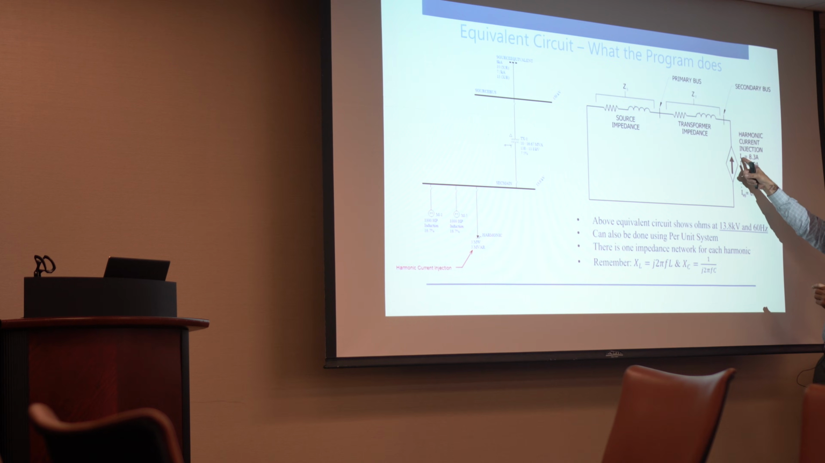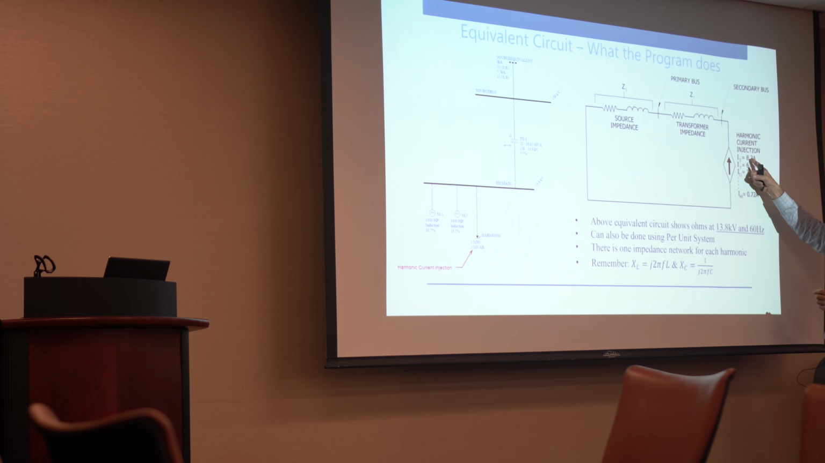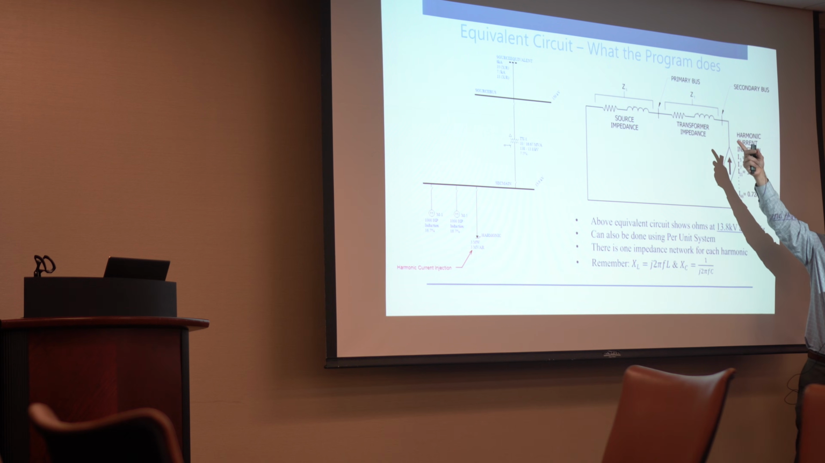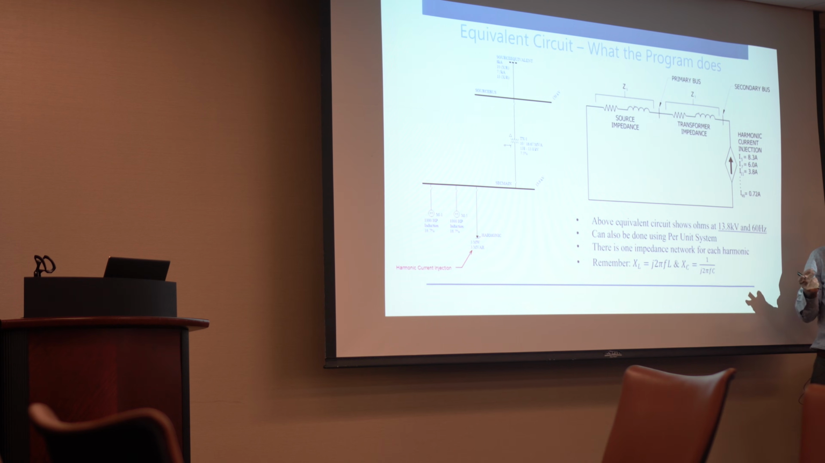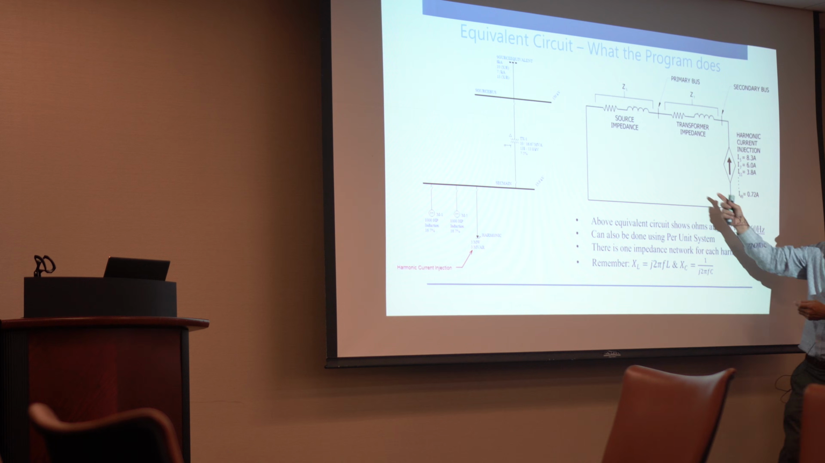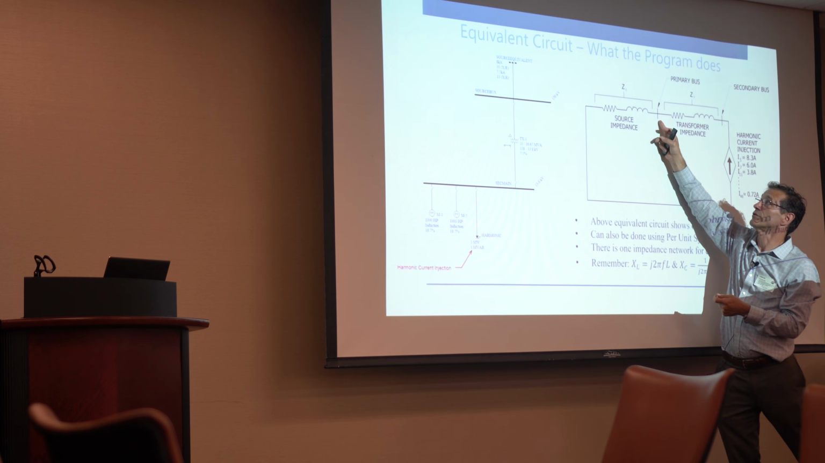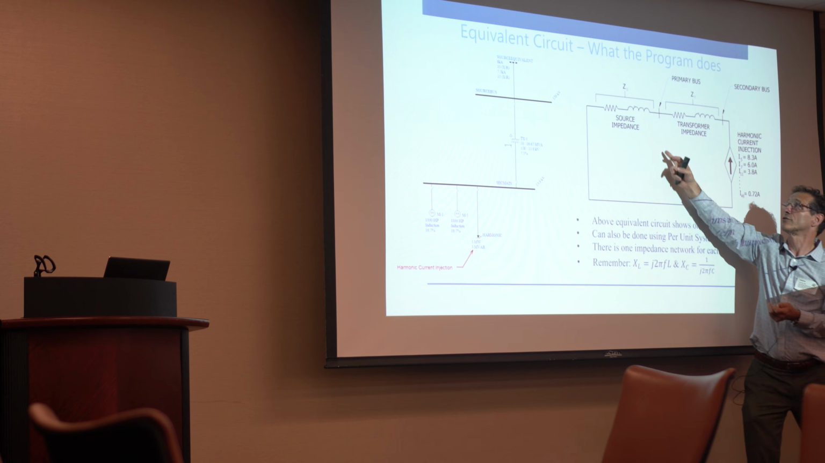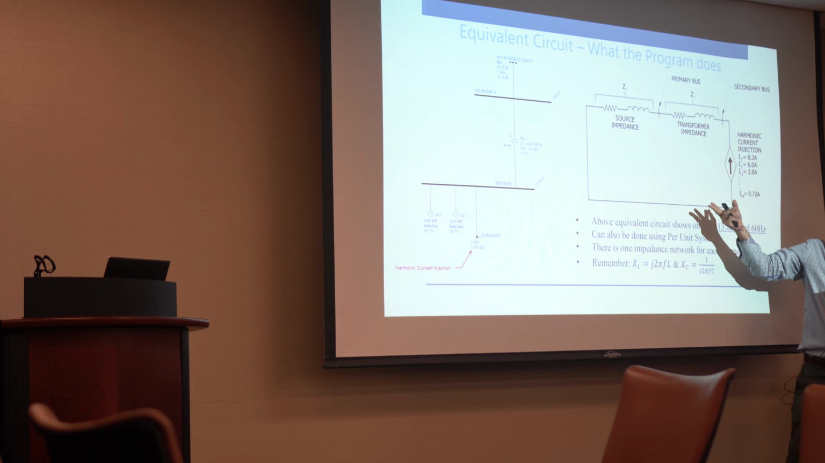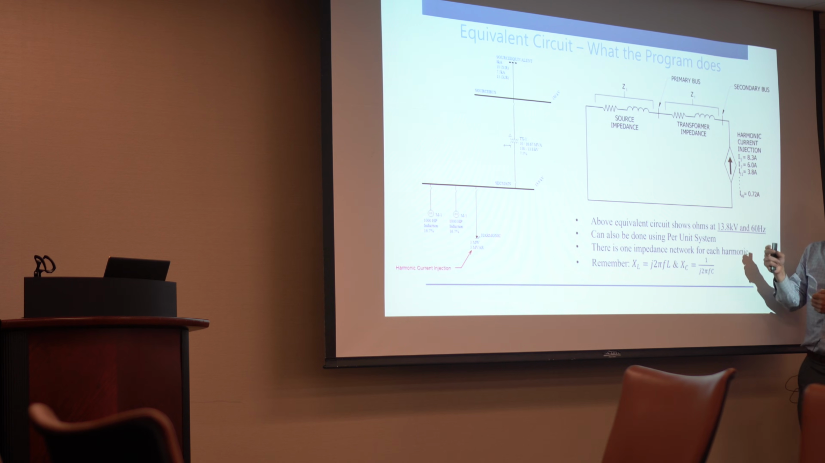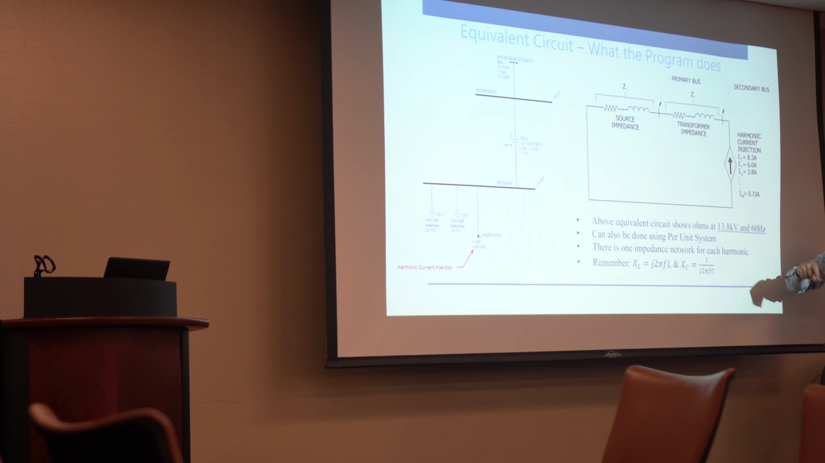If you want to know the fifth harmonic voltage, it's 8.3 amps times that impedance. That's the fifth harmonic voltage at that bus. It's just that harmonic current times the impedance there, and that's your line to neutral voltage distortion at the fifth harmonic. You have to do the same for every harmonic.